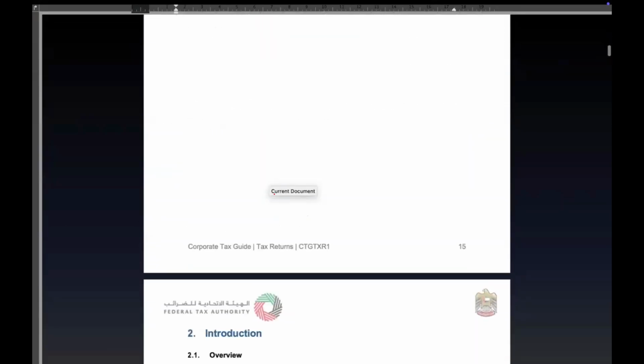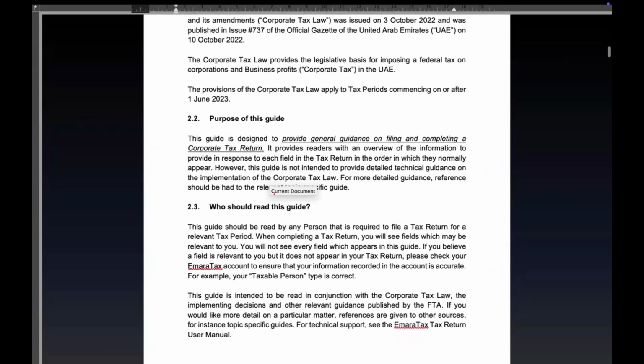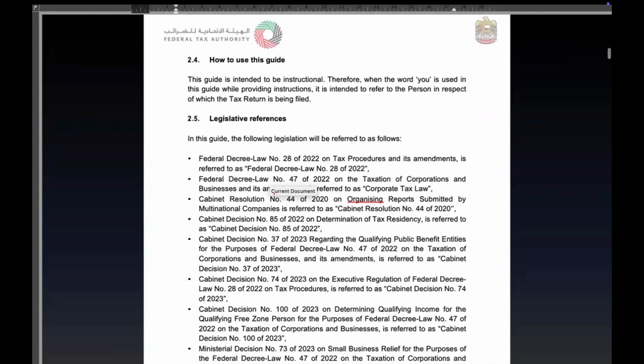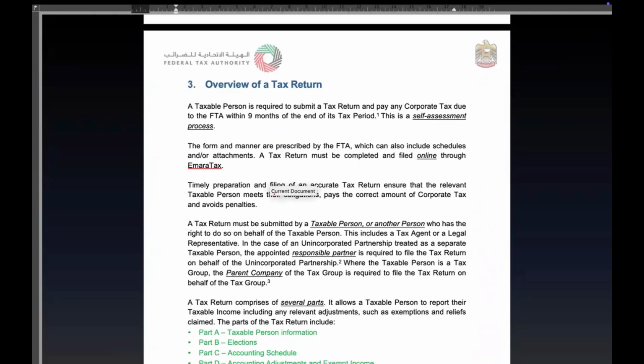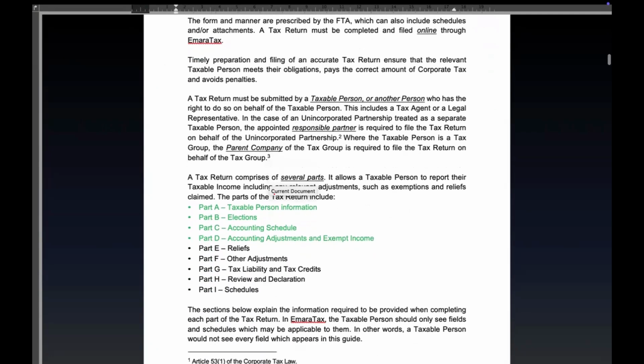So, the introduction, I'm passing it on. The purpose of the guide is basically that you will be able to calculate and prepare your corporate tax return, which is quite obvious. Overview: this is a self-assessment. This is your ownership. You will be required to prepare the return. It will be your responsibility, and you will be liable for whatever information you put in, like the VAT return. The return will be submitted on the FTA portal through the online portal.